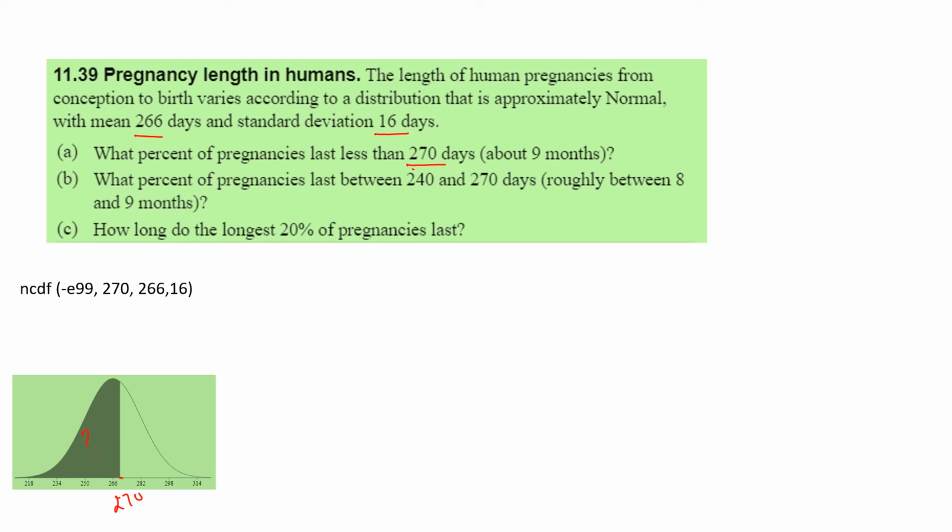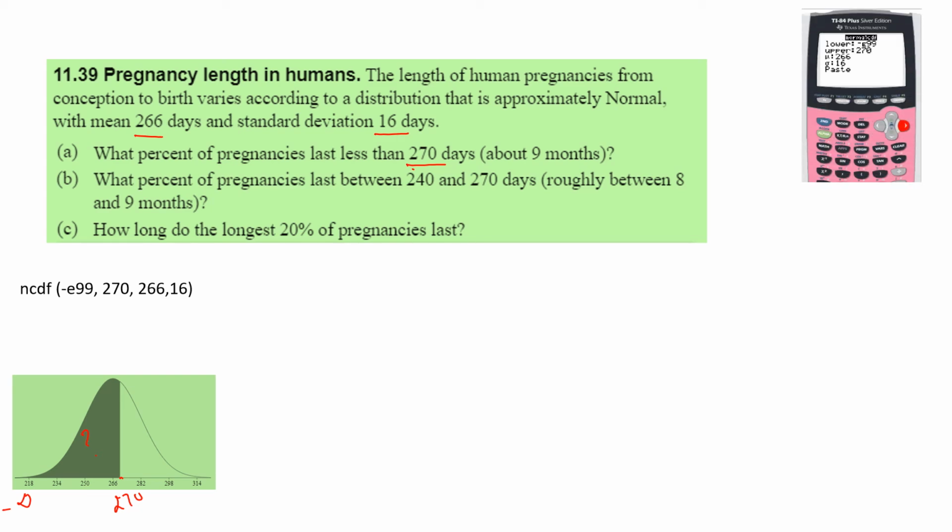So normal CDF, second key E99, lower bound, upper bound. Because this is negative infinity, lower bound, upper bound, the mean 266, standard deviation 16. You can use your calculator and get the result, and the answer will be 0.5987.